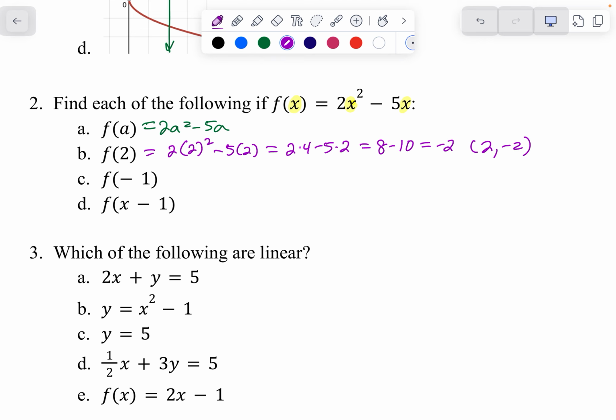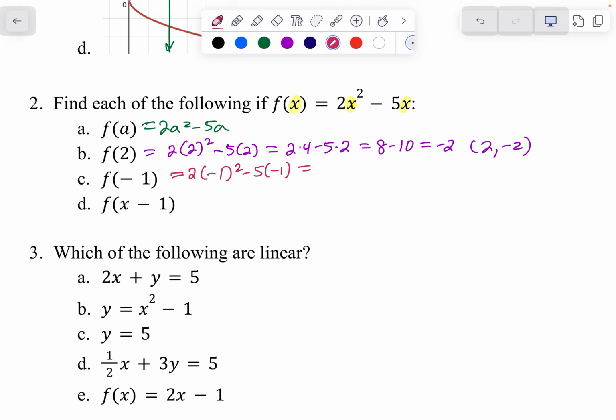Okay? Let's take a look at C, -1. If you plug in a positive like we did in B, you don't have to use the parenthesis notation. It's helpful, but for C, definitely use that notation. So put that input of -1 in parentheses, okay?